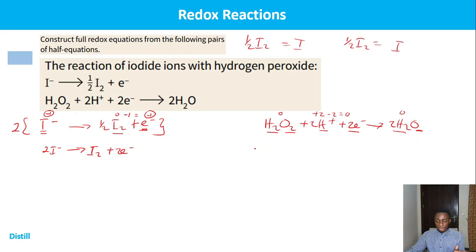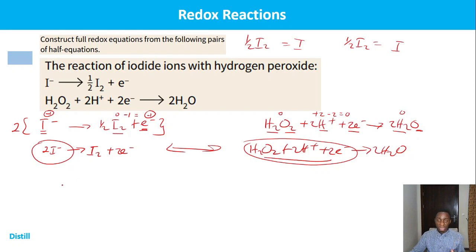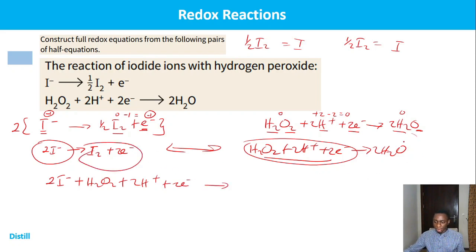So let us rewrite this one on the right hand side: H2O2 plus 2H plus. So we merge these 2 sides together. We are going to have 2I minus plus H2O2 plus 2H plus 2e minus, to give now the product side merged together: I2 plus 2e minus plus 2H2O.